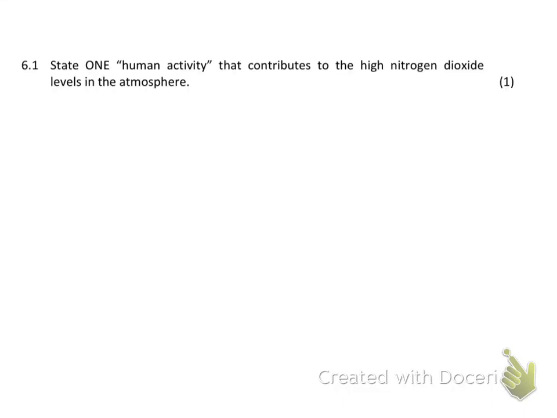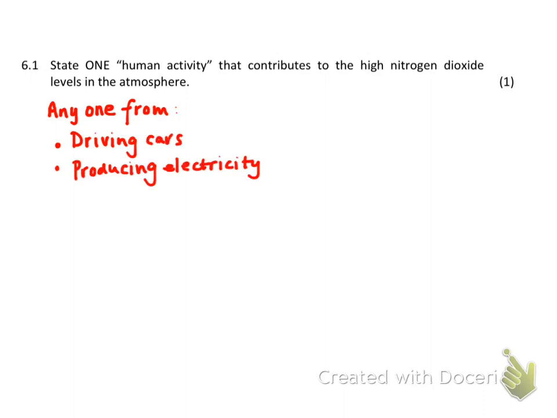All right, we're going to look at question 6, which is the question on equilibrium reactions. First question asks for one human activity that contributes to high nitrogen dioxide levels. You can choose any one from the following. Driving cars is probably the most common reason. It releases NO2. Production of electricity, and more generally the burning of fossil fuels. So any one of those would be a good answer.